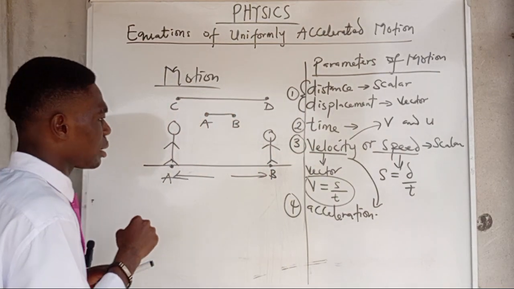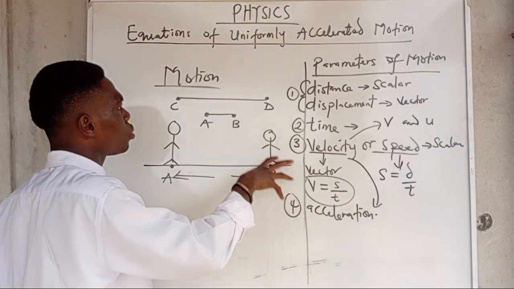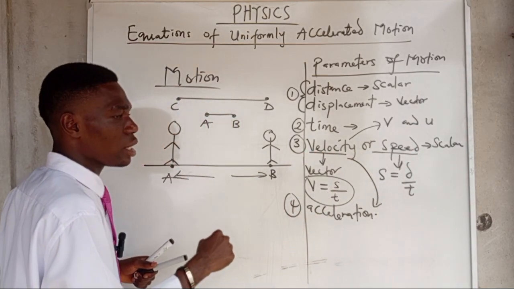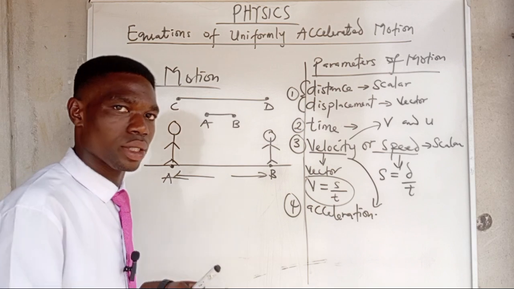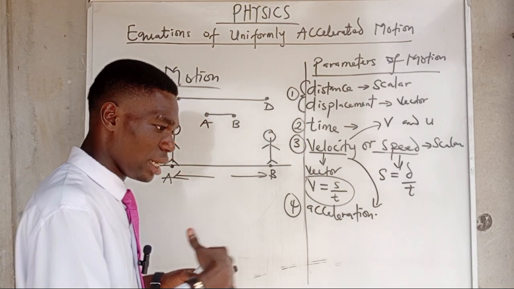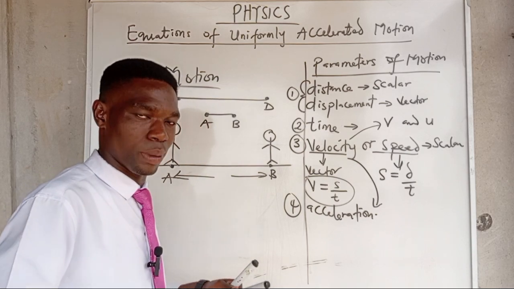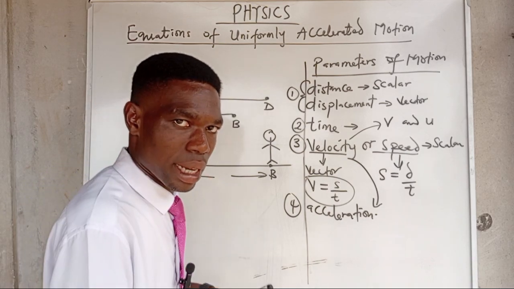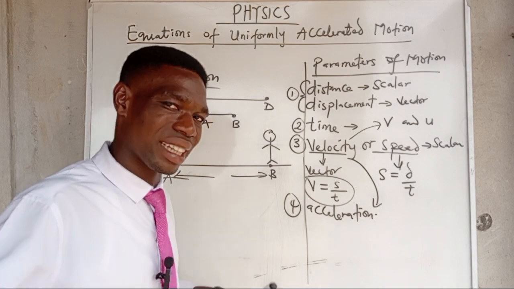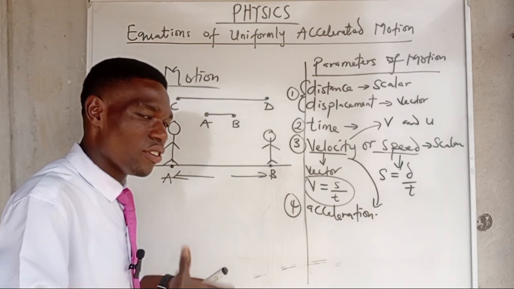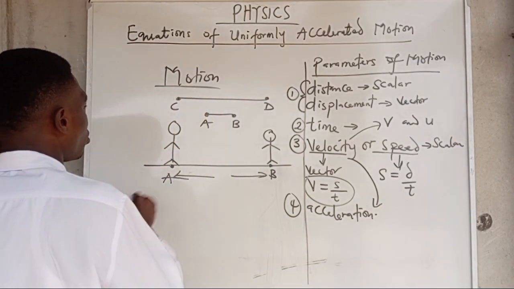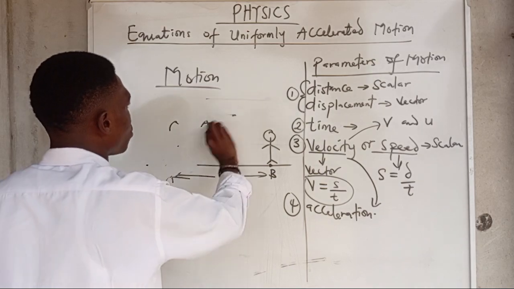Now, having said that, these are the parameters that we use for motion. When a body accelerates, it changes its velocity, and the change could either be an increase or a decrease. When a body increases its velocity, it has accelerated. When it decreases, it has also accelerated, but more specifically, it has decelerated, because when it decreases its velocity, it becomes deceleration, or what we call retardation. But when it increases its velocity, it becomes acceleration. Are we together now?